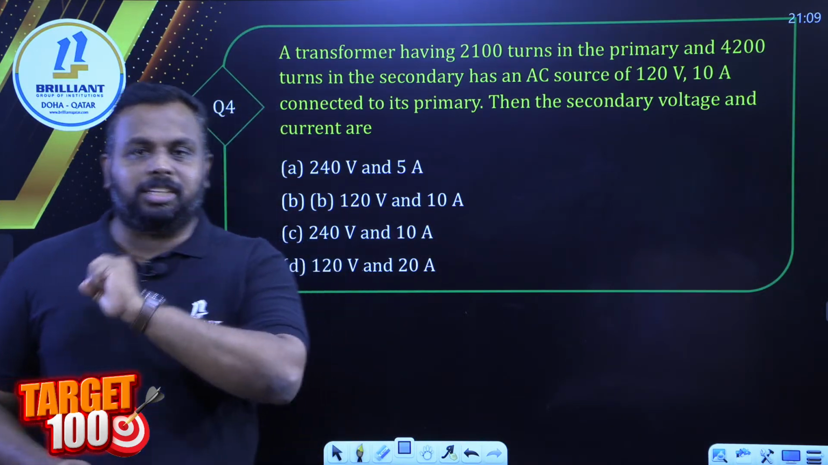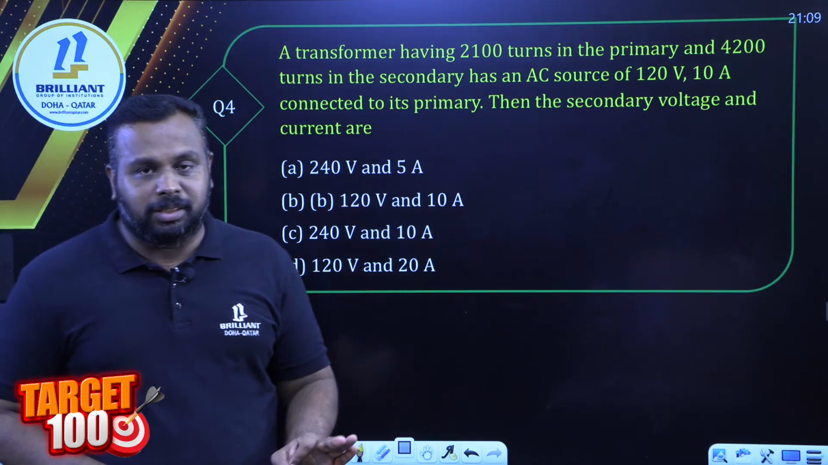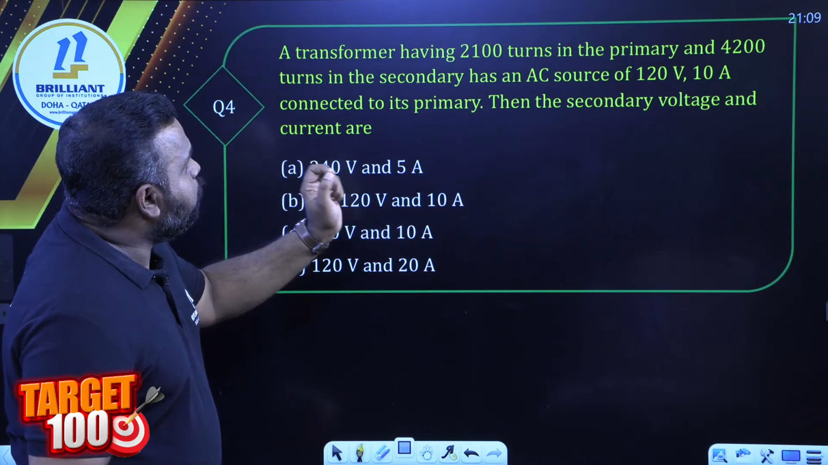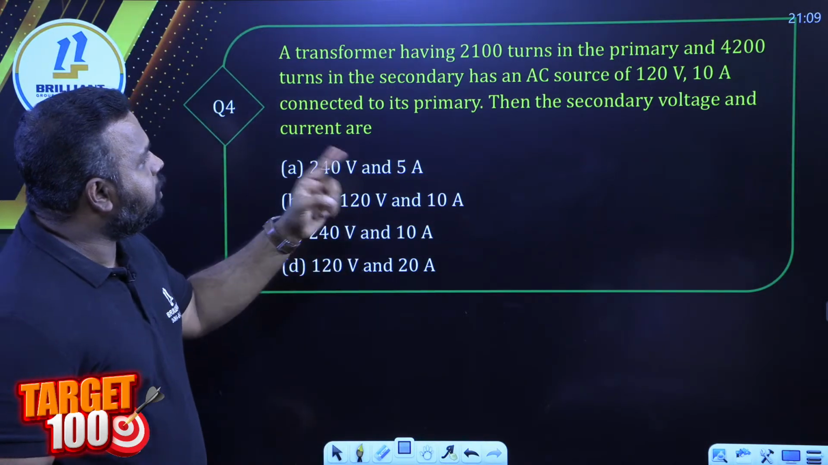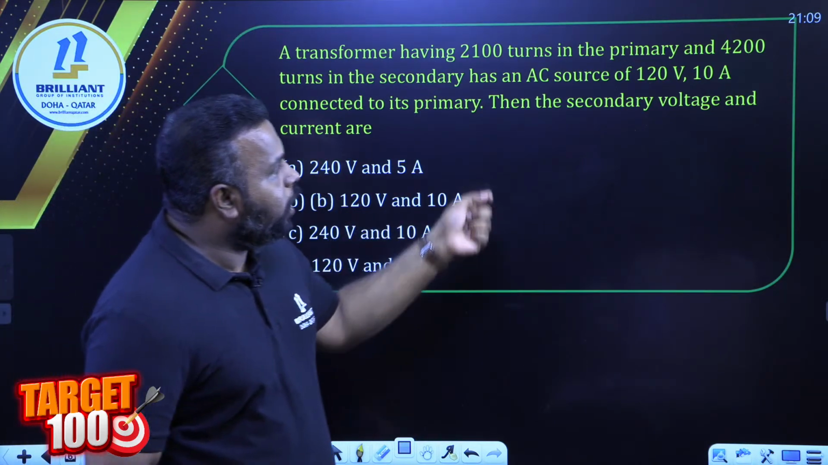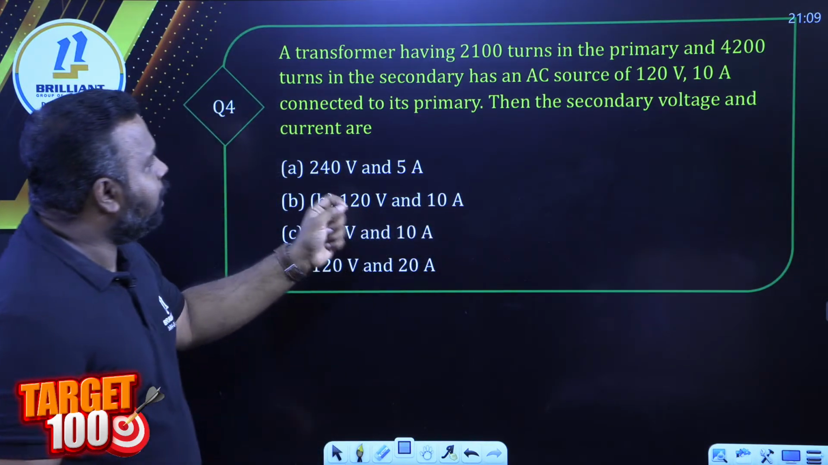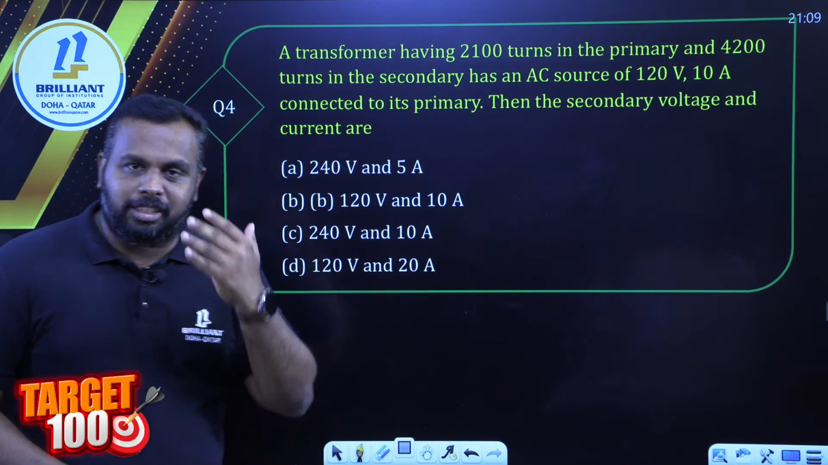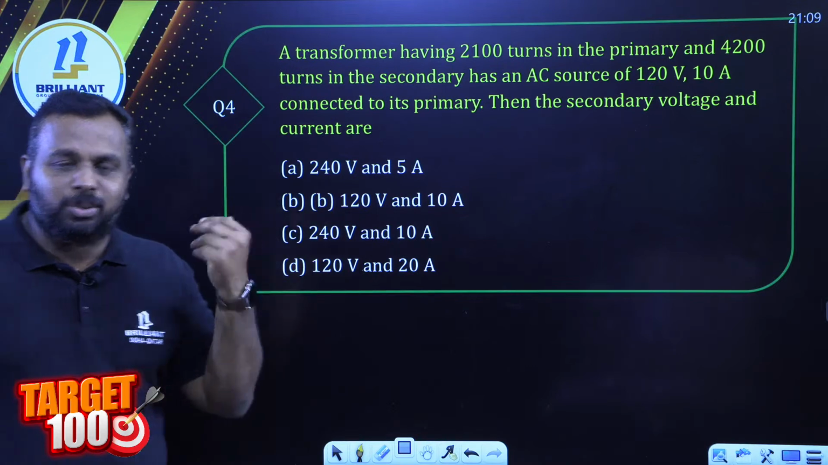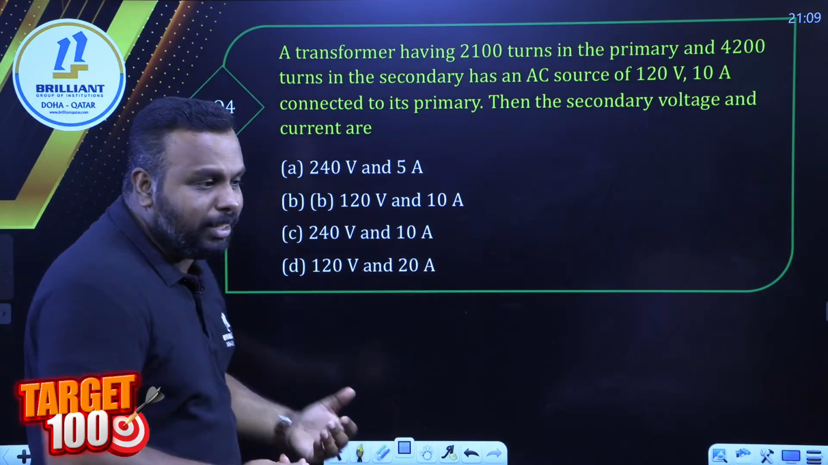Yes, another important topic from this chapter, transformer. A transformer having 2100 turns in the primary and 4200 turns in the secondary has an AC source of 120 volt 10 ampere connected to its primary. Then the secondary voltage and current are. Take a paper, take a pen, start doing a calculation. Those who have doubt, listen here.